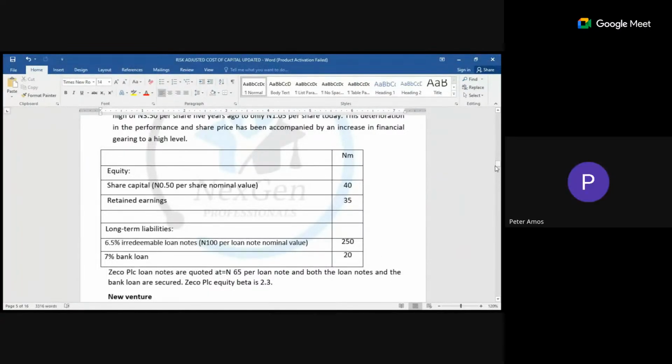We have two values of debt. We have the receivable loan note, and we have the bank loan. We have to add them together.